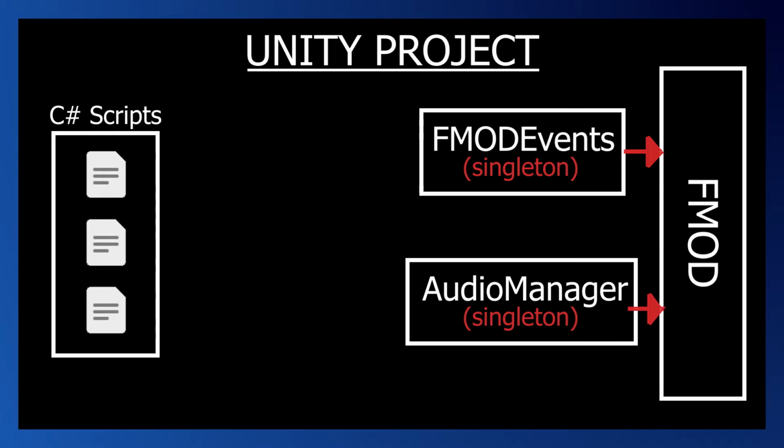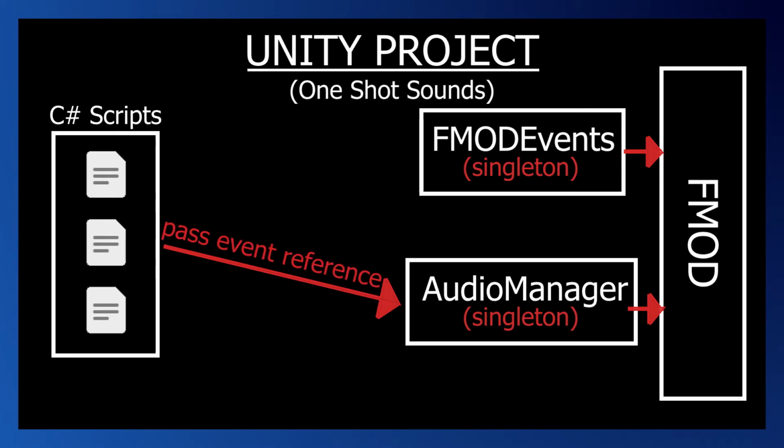So let's go through each example we're going to implement in this tutorial and see how each one's going to work. For one-shot sounds like collecting a coin, it's pretty straightforward since the FMOD runtime manager has a play one-shot method we can use. So any script could call the audio manager, passing in the event it wants to play, and the audio manager would just use that play one-shot method to play the audio.